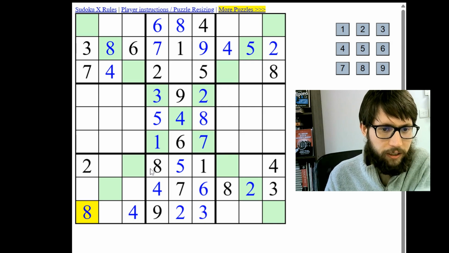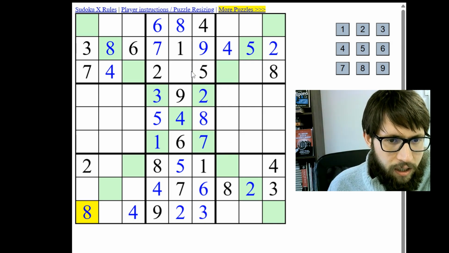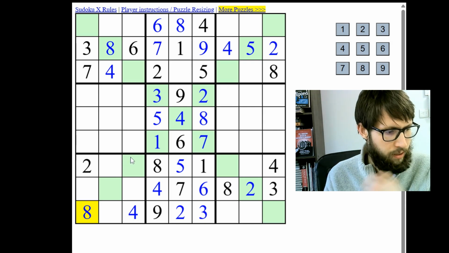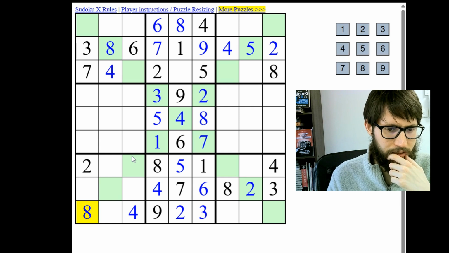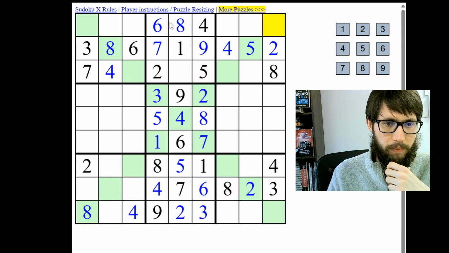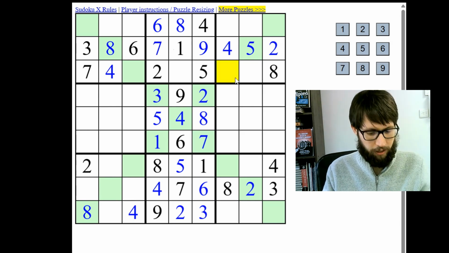What else are we missing from the diagonal? I think we're missing a 6. Where can the 6 go? Well, it can't go in either of these 2 because of the presence of these 6s. So it has to go in either of these, but then this one's blocked off by the 6 there, so it has to go here.